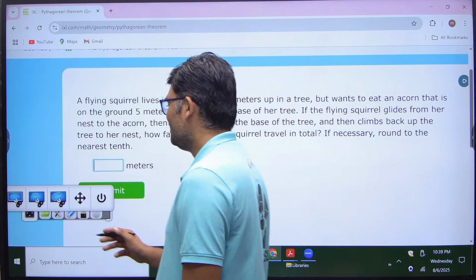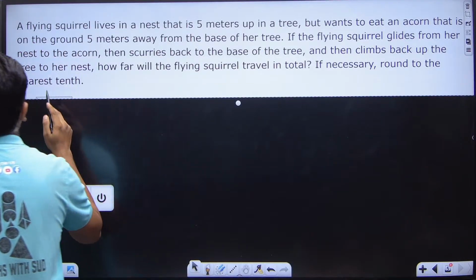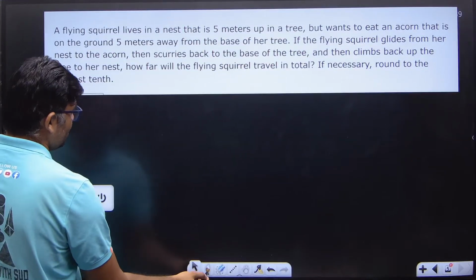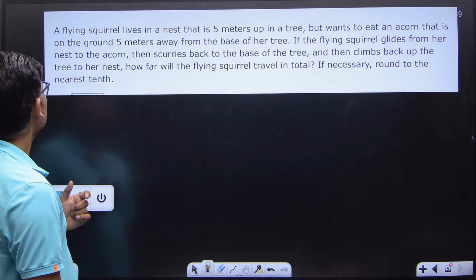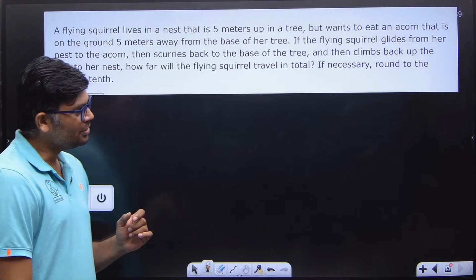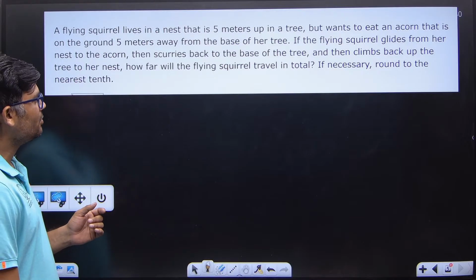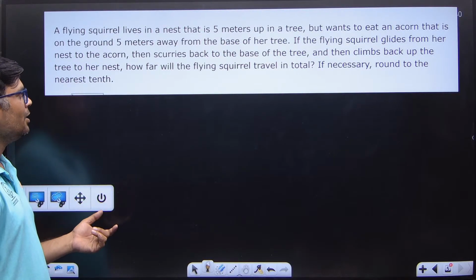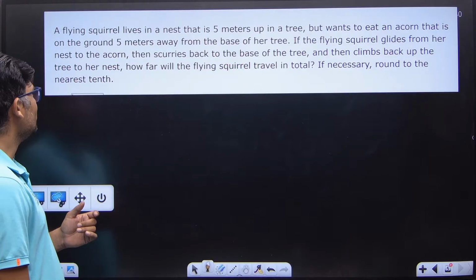Fantastic. Beautiful question for you. Let me see if you can do this. A flying squirrel lives in a nest that is 5 meters up in the tree but wants to eat an acorn that is on the ground 5 meters away from the base of her tree. If the flying squirrel glides from her nest to the acorn, then scurries back to the base of the tree and then climbs up the tree to her nest, how far will the flying squirrel travel in total? If necessary, round to the nearest tenth.